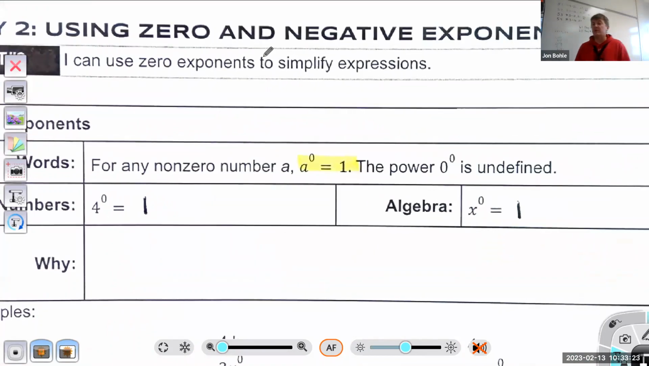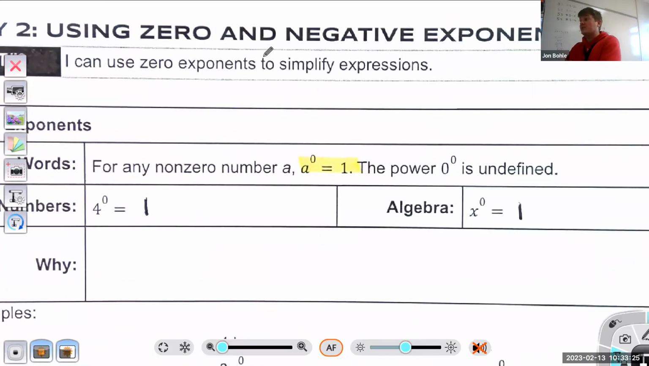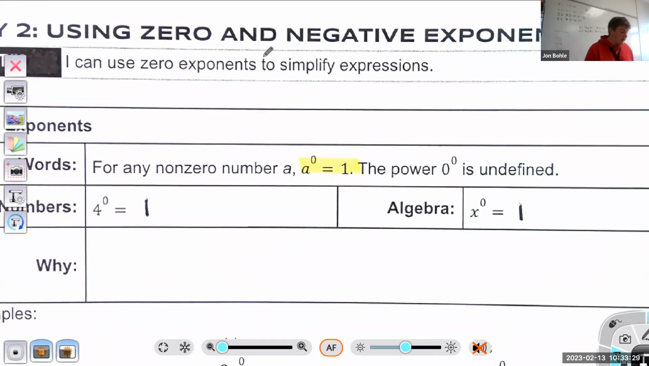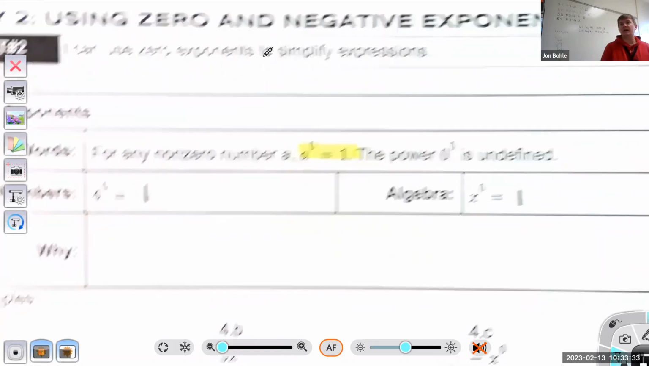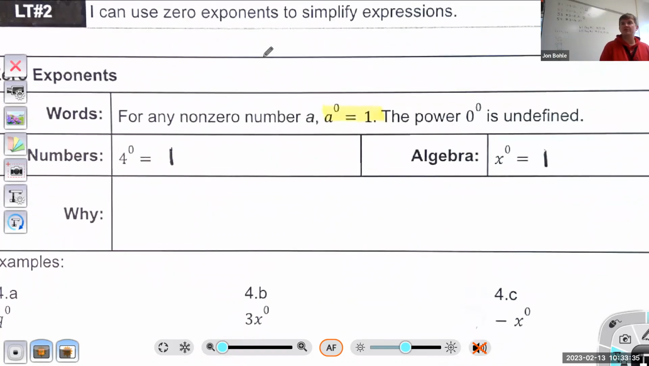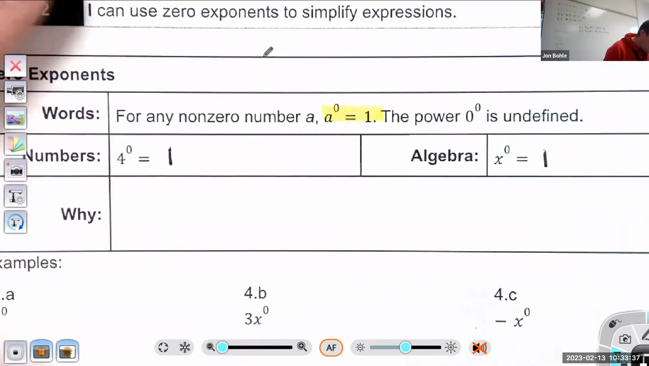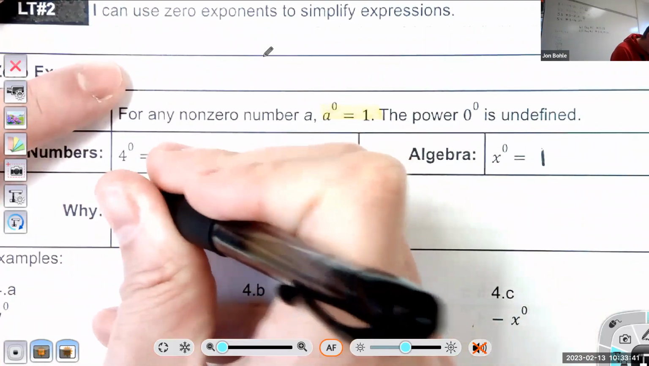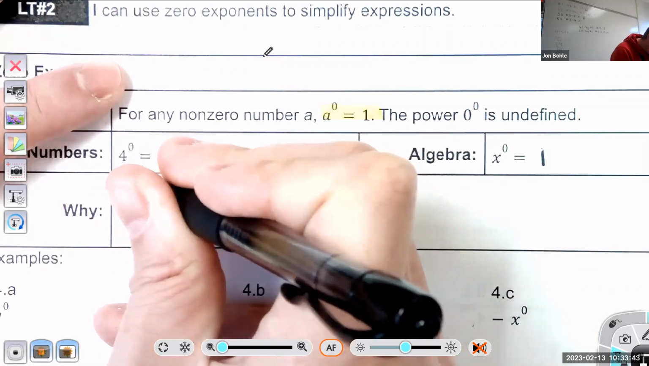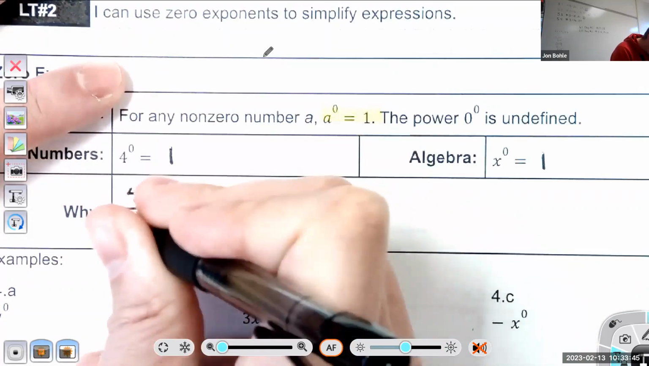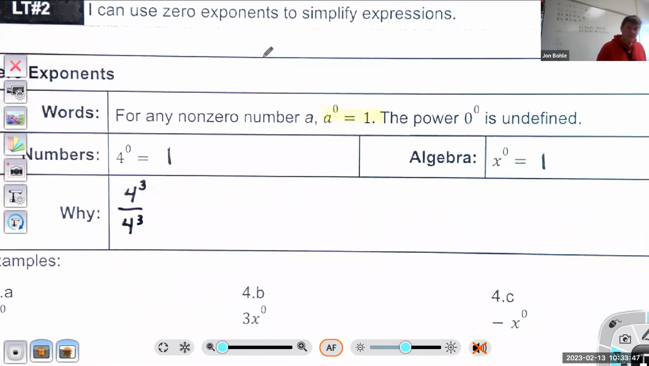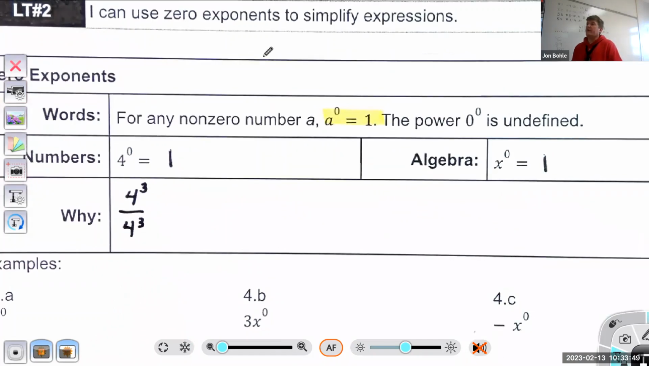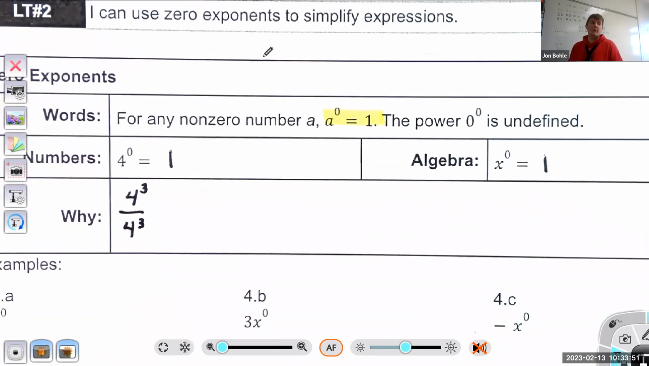Okay, now I'm going to attempt to explain why this works. I am going to give you just like a mini proof like we're in a geometry class here, and try to explain it. Okay, so let's assume that I have 4 to the 3rd power, and I'm dividing it by 4 to the 3rd power. Okay, 4 to the 3rd power divided by 4 to the 3rd power.